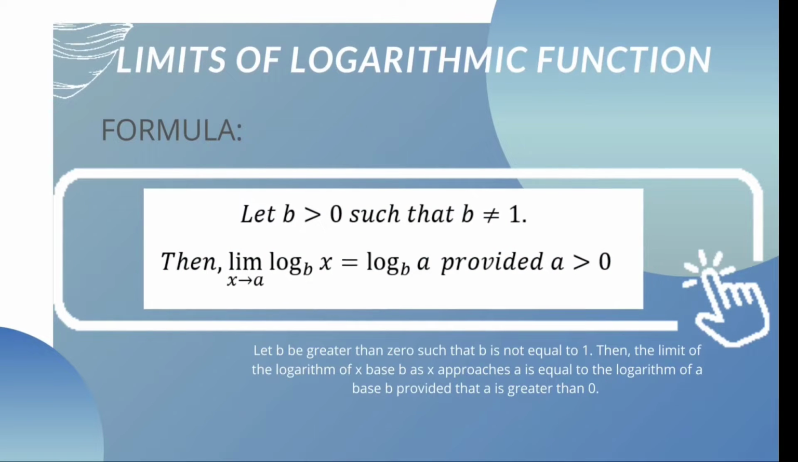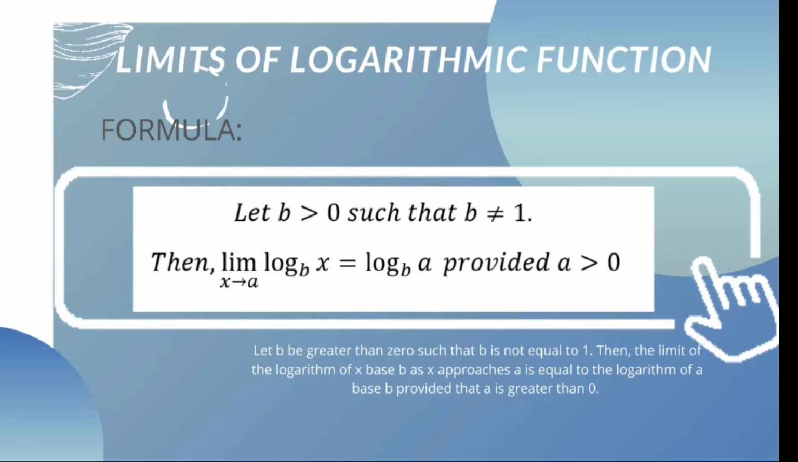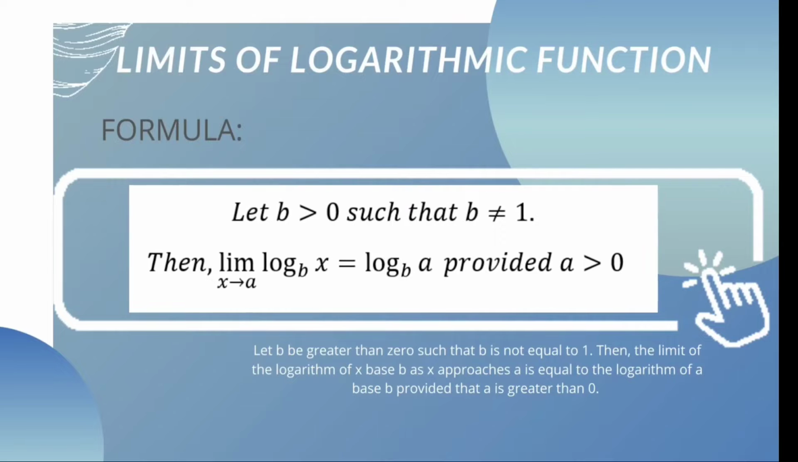Now let's move on to the formula of the limits of logarithmic functions. How do we read this? Let b be greater than 0 such that b is not equal to 1, then the limit of the logarithm of x base b as x approaches a is equal to the logarithm of a base b, provided that a is greater than 0. Again, just like in the limits of exponential functions, we will just do direct substitution, and you will still be following the different laws or rules that we use in evaluating logarithmic expressions.